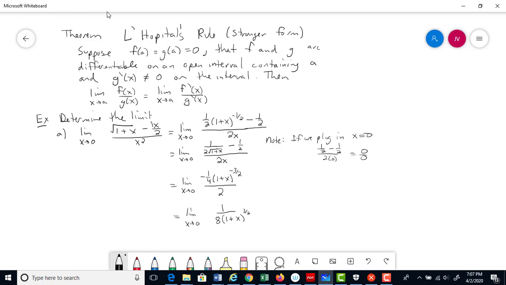Notice this is no longer indeterminate. Because if I plug in 0, the top is going to be 1, and the bottom will be 8. So this is no longer 0 over 0. So that means I'm done applying the rule. As soon as this expression is no longer 0 over 0, when you plug in that number, you are done. Plug in 0 and you are finally done. So when I plug in 0, the top is going to be 1, and the bottom is going to be 8 times 1. So this is going to be 1 over 8.